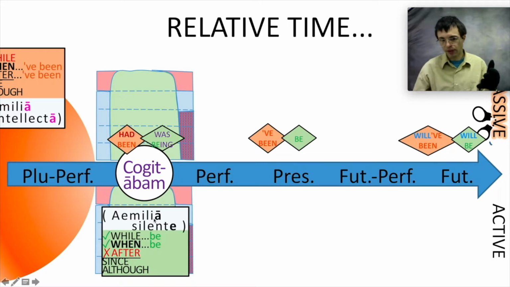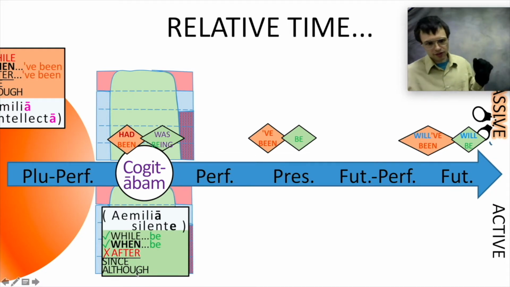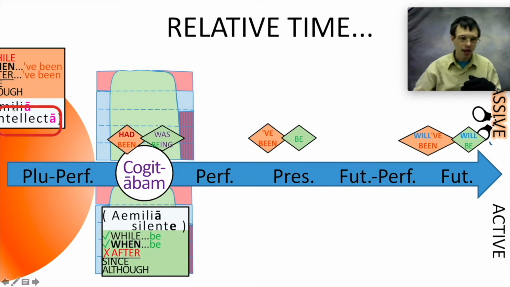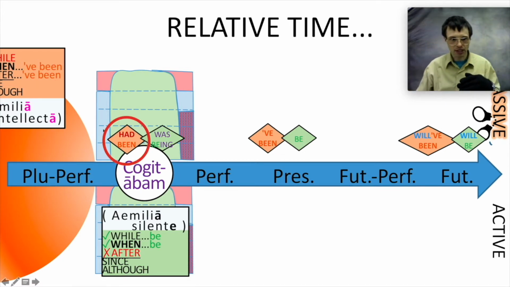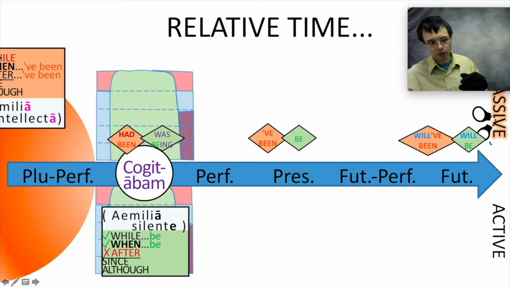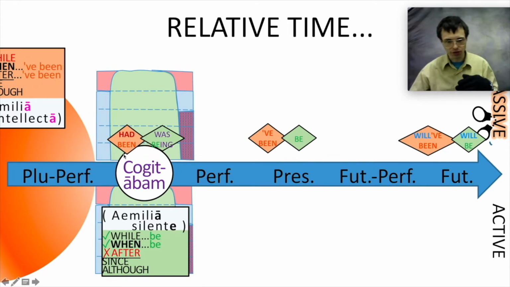So here for Aemilia silente cogitabam, you could translate it as while Aemilia was being silent, I was thinking. Or when Aemilia was being silent, I was thinking. You cannot really say after Aemilia was being silent, I was thinking. That just doesn't make sense because it's a present participle, not a past participle. So there's no time separation between the two verbs. Same up here. Aemilia intellecta, you could say when Aemilia had been understood, I was thinking, or you can say after Aemilia had been understood, I was thinking.